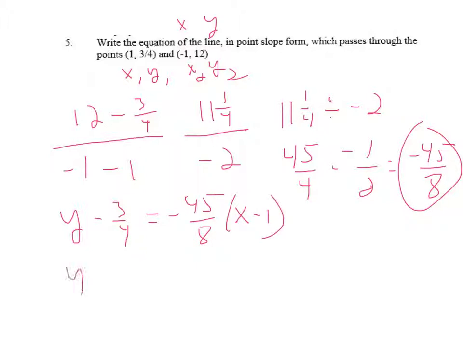Or the other way you could do this is to use the other point. So y minus 12 equals negative 45 over 8 times x plus 1, because it's minus a minus 1 there. So those are the two answers you could have.